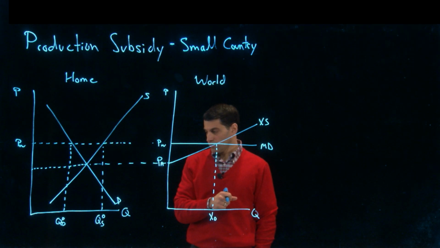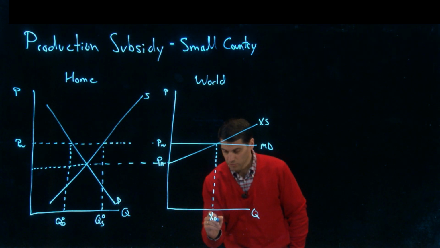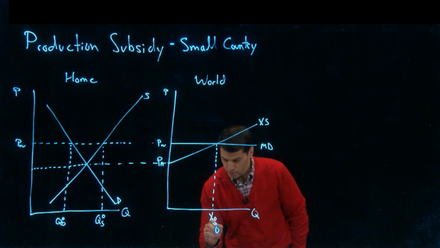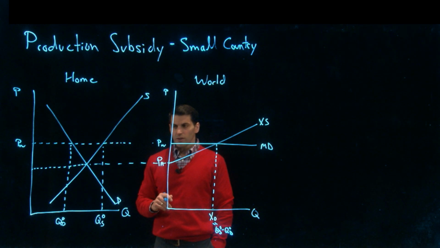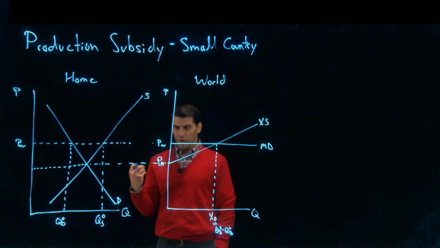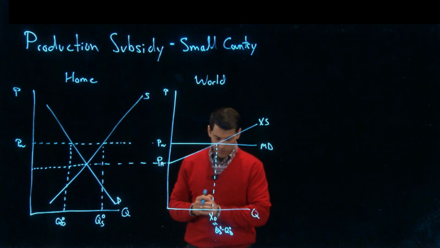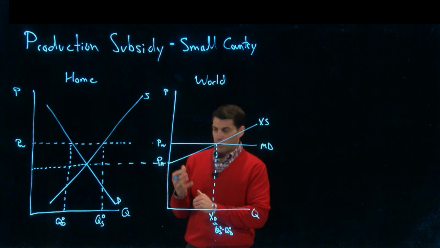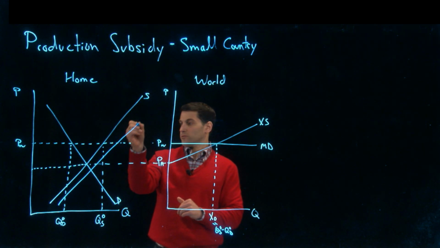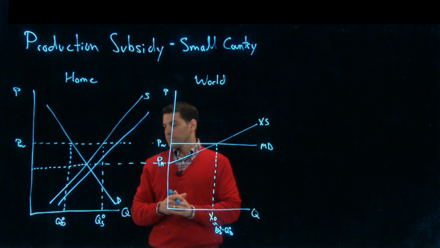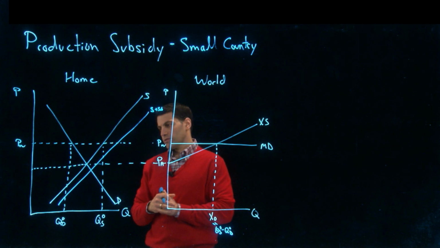Initial exports are X0. Here's our quantity supplied and demanded, right? And that X0 is of course equal to QS0 minus QD0. So now, what happens when we put the subsidy in place? I'm actually going to start just by focusing on what's happening here in this graph. In this case, we're just shifting our supply curve down by the amount of the subsidy. Okay, and so let's say that this is our supply curve plus the subsidy.